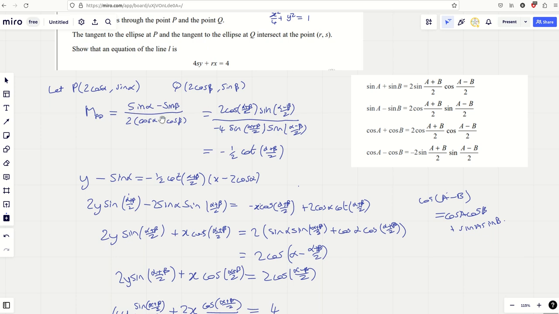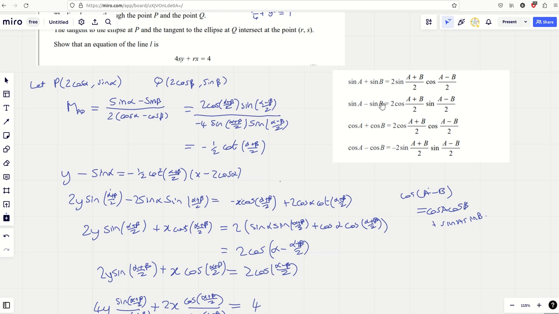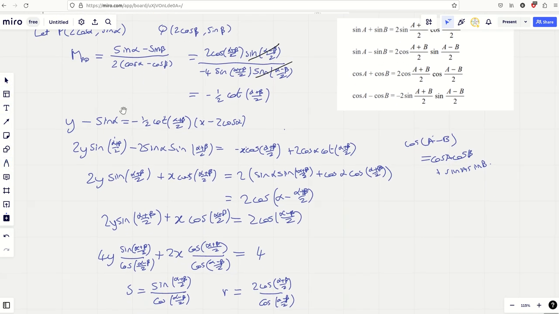Okay, now whenever you get these kind of expressions, this is exactly where factor formulae come in useful. I'm just going to employ that one on the top, and I'm going to employ that one here on the bottom. And if you notice, we get a lovely bit of cancellation there on these two terms, and so you end up with minus a half cot of alpha plus beta over 2. Great, we have the gradient of the chord.